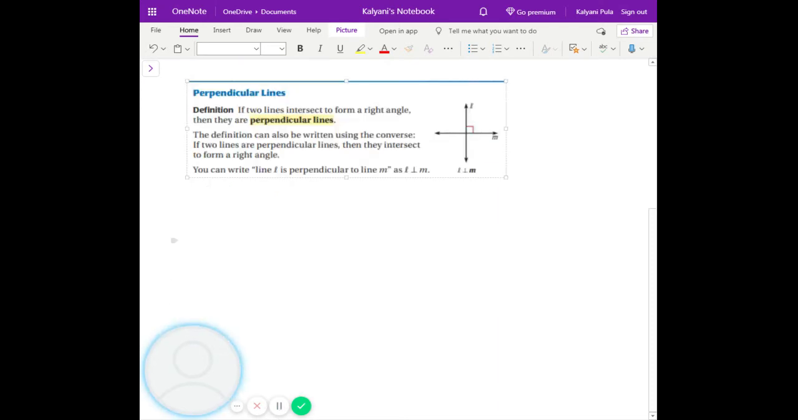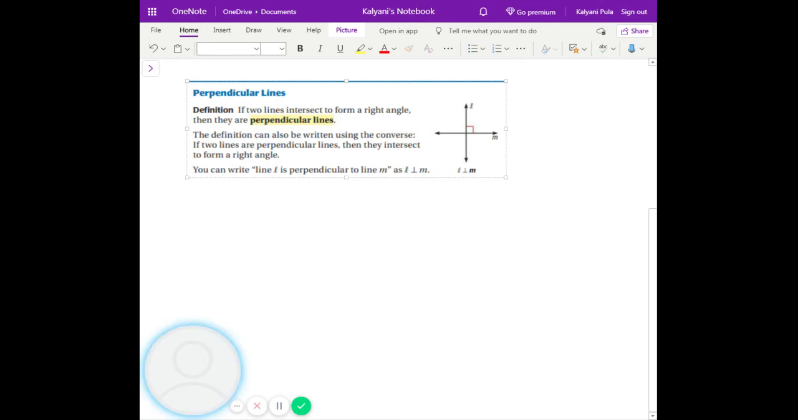All right, so the next important notes on this one is perpendicular lines. The definition of perpendicular lines is basically lines that intersect at 90 degrees. If you look at it, perpendicular lines are written like this: L is perpendicular to M. That's the symbol for perpendicular.